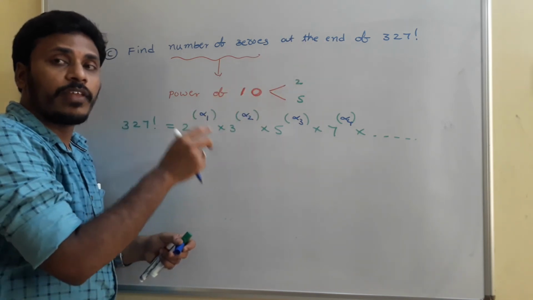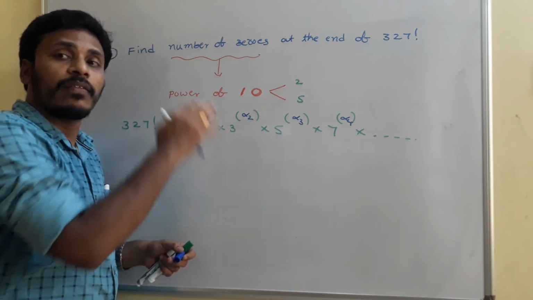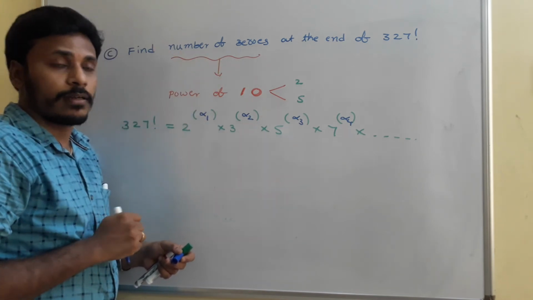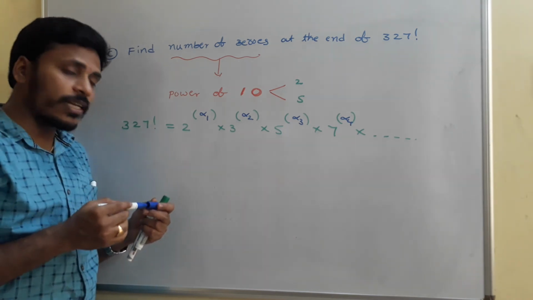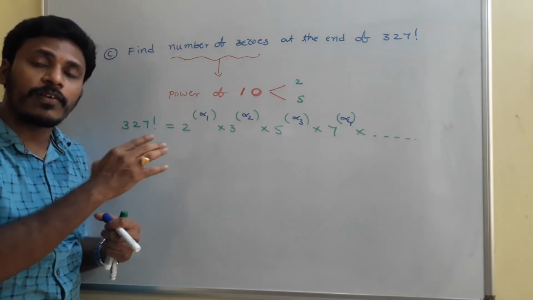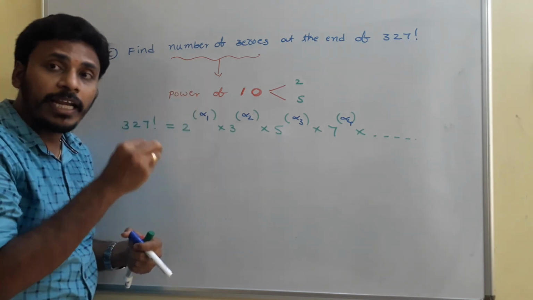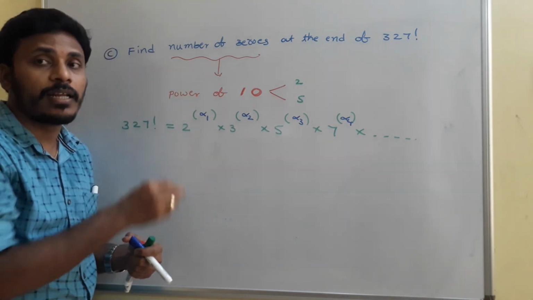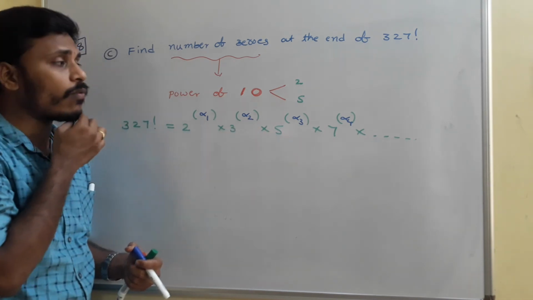If there are 3 tens in this product, 3 2s and 3 5s, then there are 3 zeros at the end of that number. So finding the number of zeros at the end of 327 factorial is nothing but finding the power of 10. Finding the power of 10 is nothing but collecting 2s and 5s from this. Okay, just look, there is one more thing.